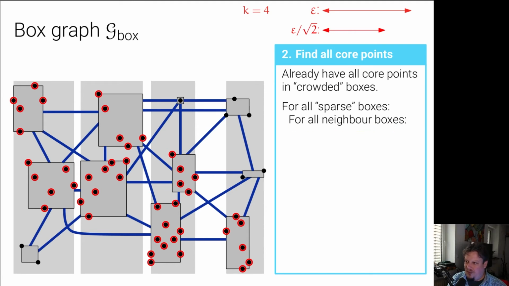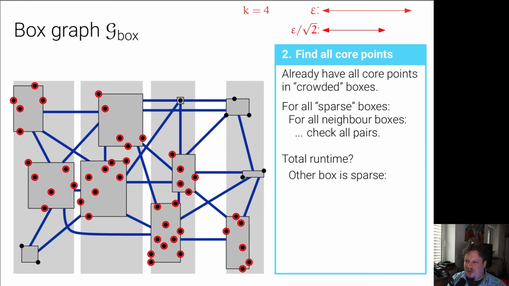So for all of these sparse boxes, for all neighboring boxes, we check all the pairs. Okay, that sounds kind of brute-forcey and kind of quadratic. But for all neighbor boxes, that's only a constant. There can only be 22 neighbor boxes for a sparse box, because any box has at most 22 neighbor boxes. So that's kind of good, but it seems problematic that I'm going to check a sparse box and then maybe it has a crowded neighbor. Going to check all pairs? How does that work out?